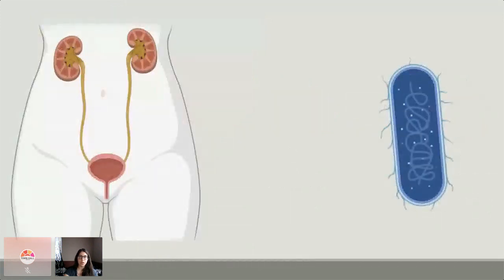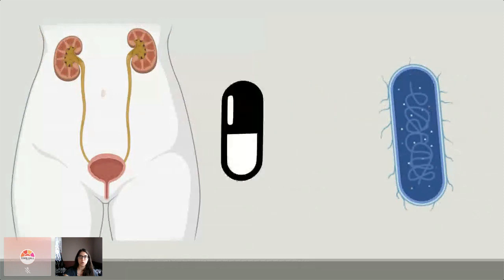And so now that we have a better idea of how these bacteria are getting past our body's natural defense mechanism and invading our bodies to cause urinary tract infections, we can try and design some sort of pill or drug that will help protect our bodies against these invading bacteria and decrease the frequency of urinary tract infections.